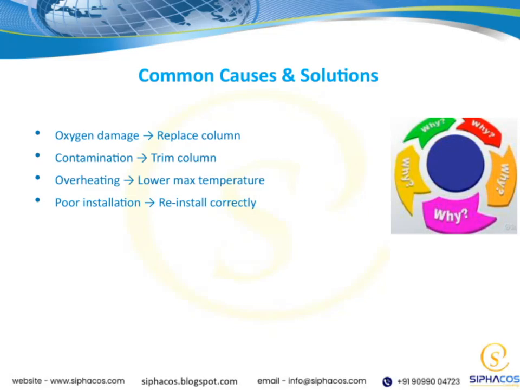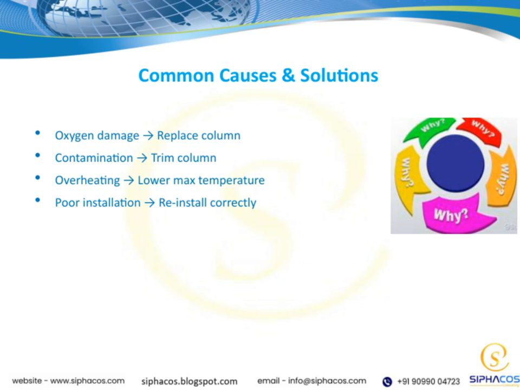Let's take a look at some common causes of issues and the best ways to address them. First up is oxygen damage. When oxygen gets into the system, it can cause deterioration, so the best solution here is to replace the column to restore proper function. Next, contamination is a frequent problem, which can lead to poor performance. The fix for this is to trim the column, removing the contaminated sections.